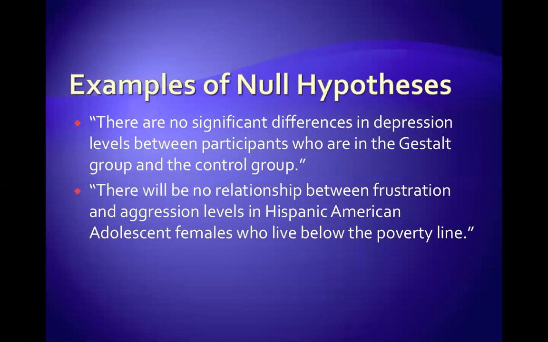So examples of the null hypothesis would be just the very opposite of the research hypothesis. So if you look at the Gestalt hypothesis, it would read, there are no significant differences in depression levels between participants who are in the Gestalt group and the control group. Or, there will be no relationship between frustration and aggression levels in Hispanic American adolescents who live below the poverty line. So there's that.